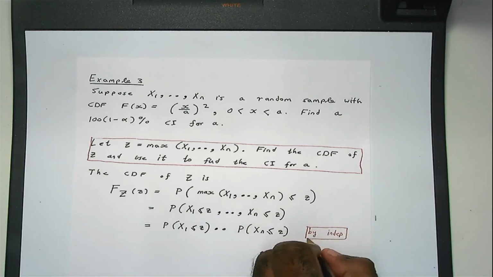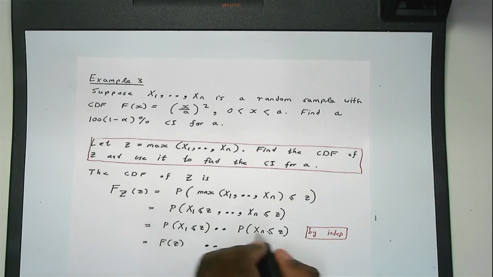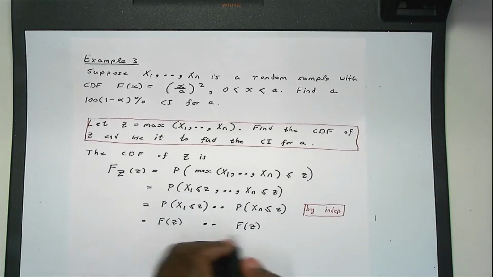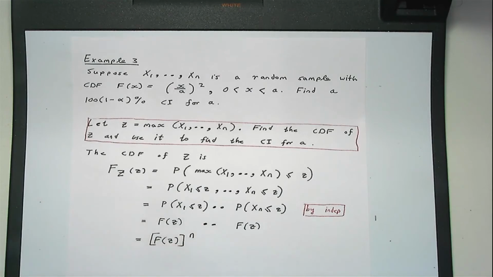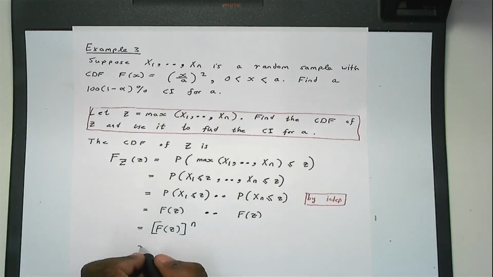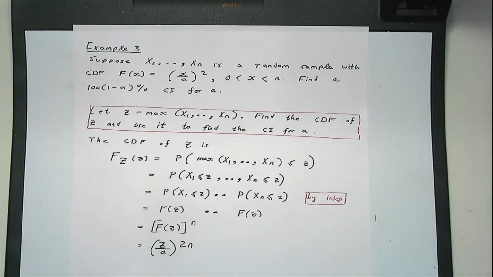Now we know that this is the definition of the CDF. So this is simply F at z. This is also F at z. And you have n of them, so you have F of z raised to n. And so this will be z divided by A raised to power 2n. Alright, now we have derived the CDF.